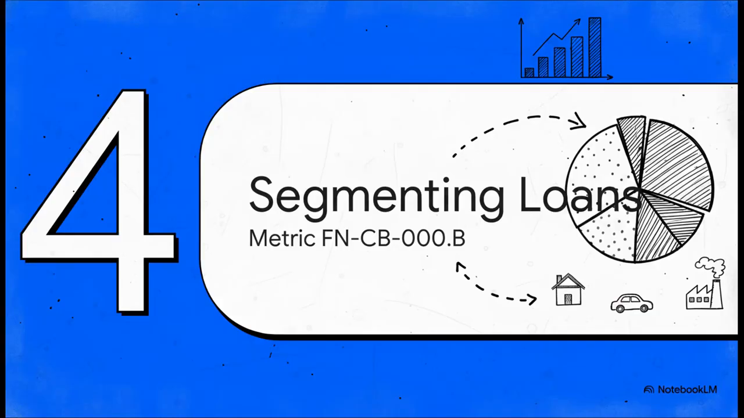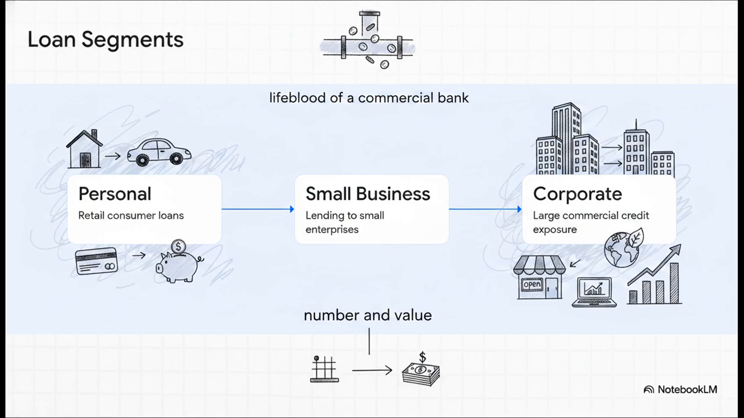Moving right along to Section 4, segmenting the loan portfolio. So just like with deposits, lending is essentially the lifeblood of any commercial bank. That second metric we saw, FNCB000.B, tracks both the number and the value of loans, but it breaks them down across three very specific tiers: personal, small business, and corporate. This is just a brilliant structural requirement because it builds this really comprehensive, highly segmented view of the bank's entire lending footprint. I mean, if you're analyzing how a bank incorporates environmental, social, and governance factors into their corporate credit analysis, you absolutely need the exact scale of their corporate lending specifically to put that effort into context.